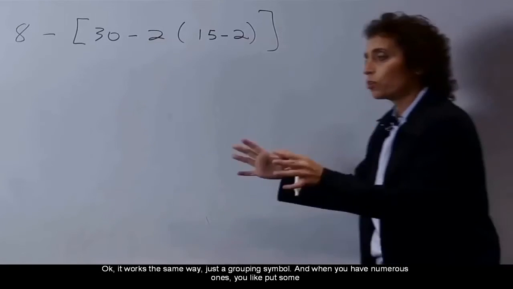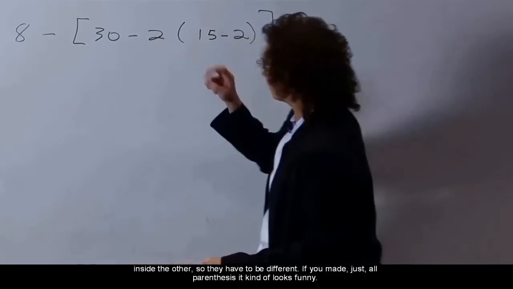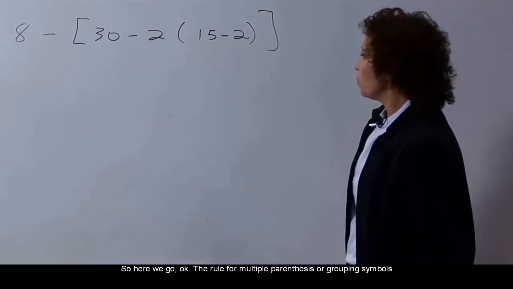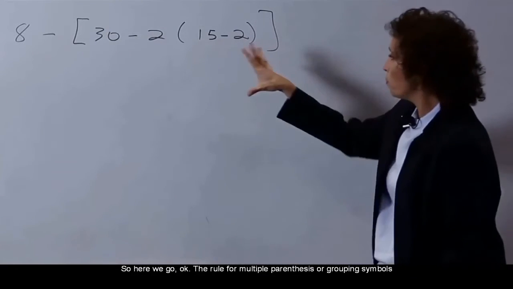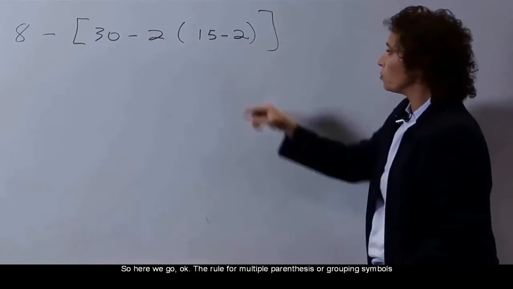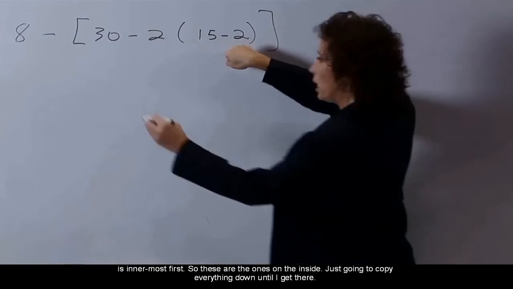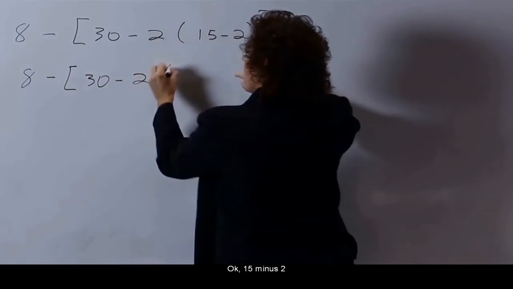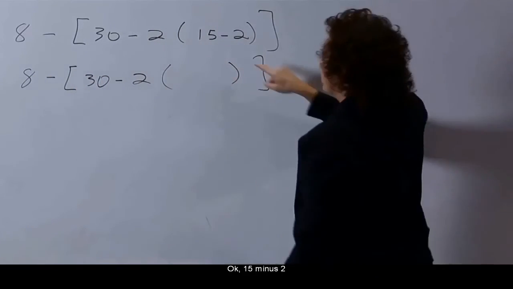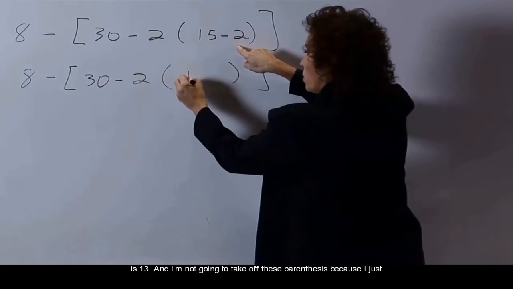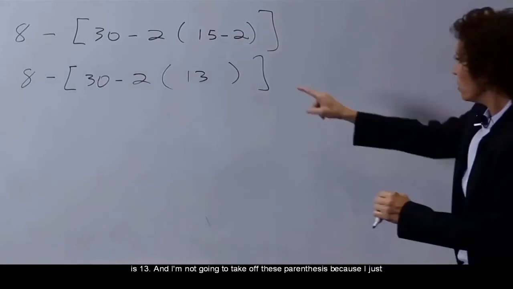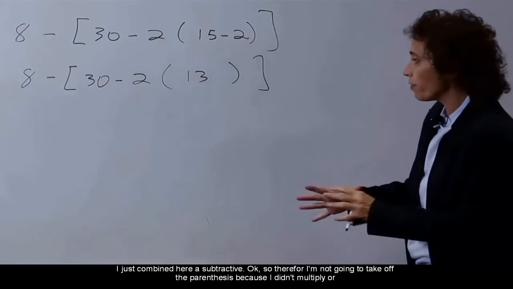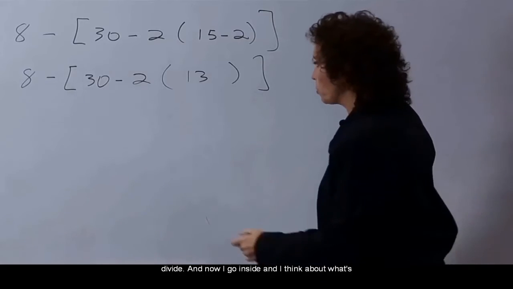And when you have numerous ones, you like to put some inside the other, so they have to be different. If you made just all parentheses, it kind of looks funny. So here we go. Okay, the rule for multiple parentheses or grouping symbols is innermost first. So these are the ones on the inside. So I'm going to copy everything down until I get there. Okay, 15 minus 2 is 13. And I'm not going to take off these parentheses because I just subtracted. So therefore I'm not going to take off the parentheses because I didn't multiply or divide.